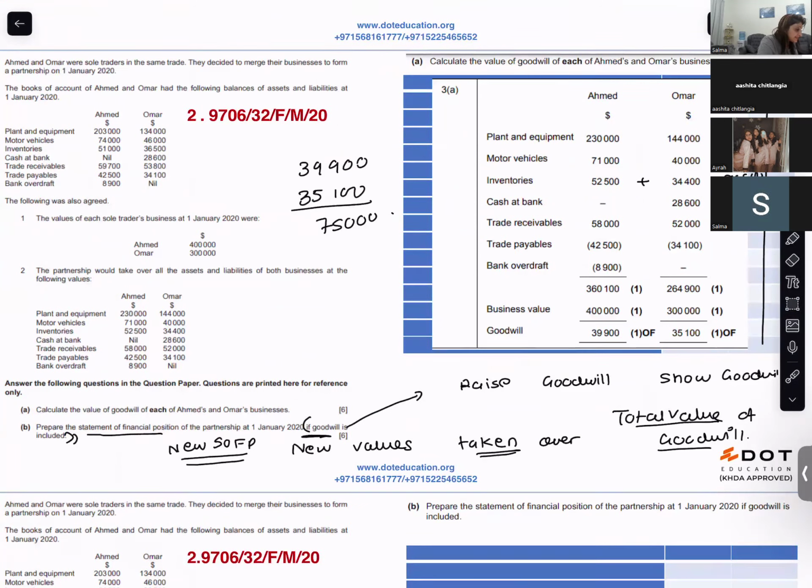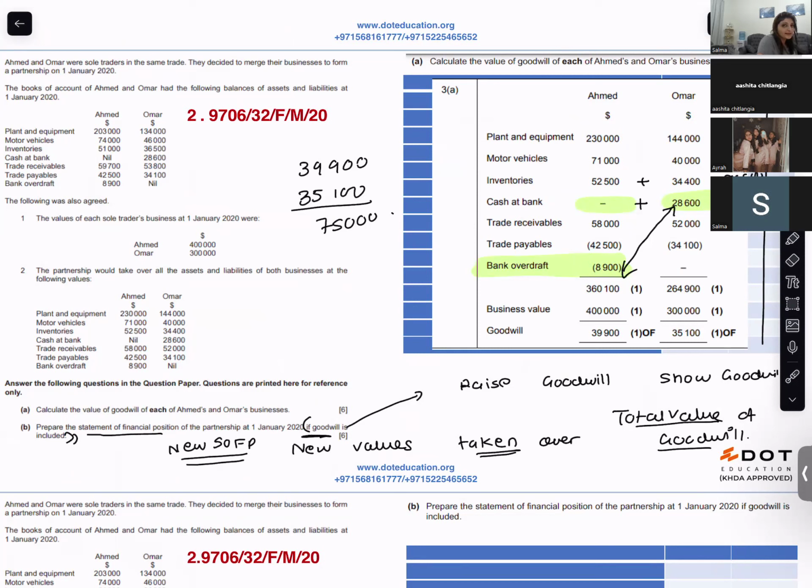We are merging the business. Are we or aren't we? Yeah. That means the total cash would be merged up. Ahmed does not have cash at bank, but he has a bank overdraft. And Umar has cash at bank. If I am going to merge this up, what will be the value of cash at bank? 19,700.